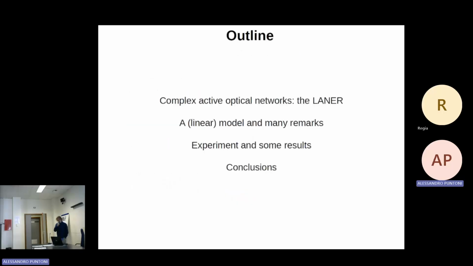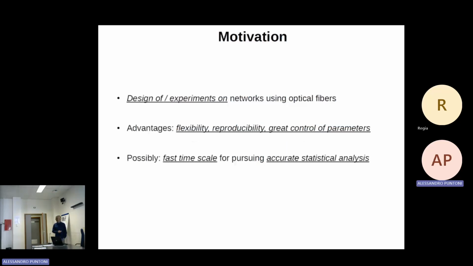So the outline is here. We talk about the configuration, which is this strangely named system, the LANER. I will present a simple linear model and we'll try to discuss many of the remarks concerning it. And we'll present some experimental realization and some initial results from this system, and at the end I will draw some conclusions.